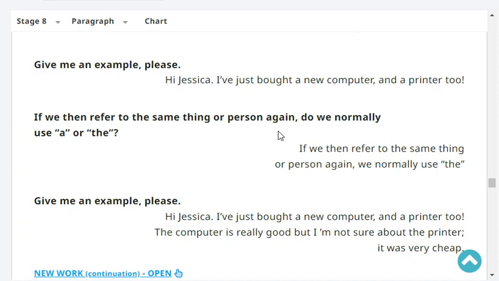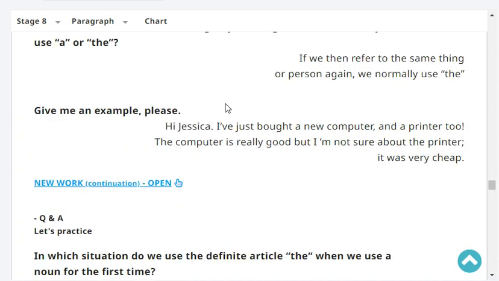Give me an example, please. Hi, Jessica. I've just bought a new computer and a printer too. The computer is really good, but I'm not sure about the printer. It was very cheap.